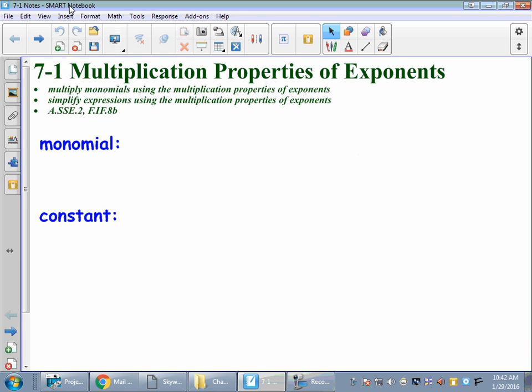This is 7-1 notes, multiplication properties of exponents. In this lesson, you're going to learn what a monomial is, and you're going to learn how to multiply monomials, and then you're also going to learn different properties of multiplying terms or numbers with exponents.